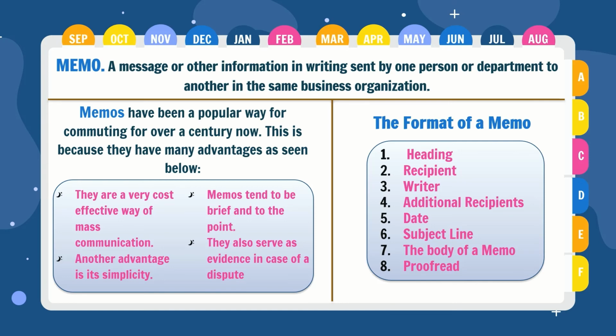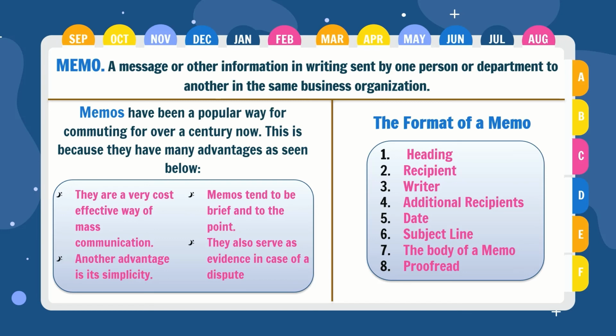First is heading. After you write the name and address of the company, you can type the word memo or memorandum at the top of the page in the center. Second is recipient. That means address the recipients in the correct format. Third is writer. Write the name of the person writing the memo. Fourth is additional recipients. These are the people who will receive a courtesy copy of the memo. We don't address the memo to them, but we keep them in the loop.